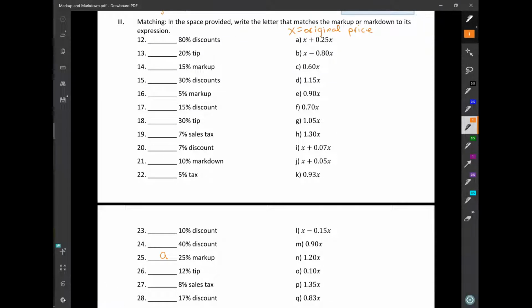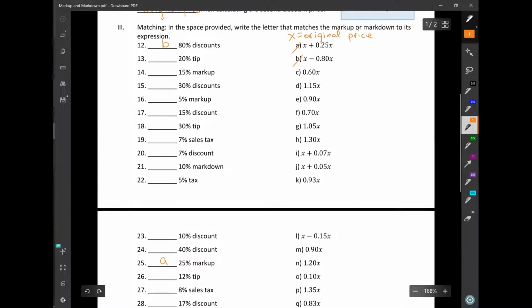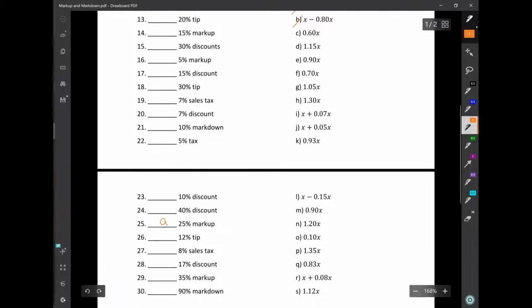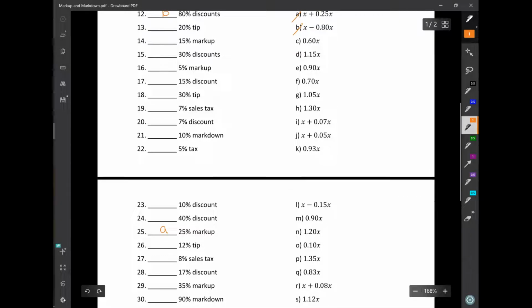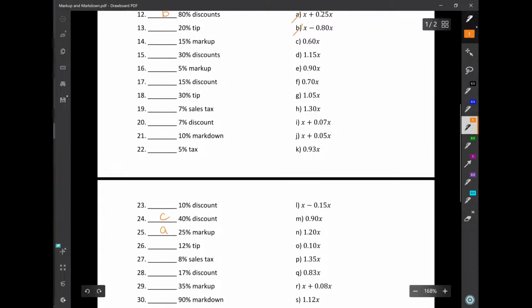B is x minus 0.8x. That's like an 80% discount. X minus 80% of x. You're taking off 80%. So that's the first one, number 12. C is 0.6 times x. So the new price would be 0.6 times x, or 60% of x. That's not really one of the options. But if the new price is 60% of x, that's like a 40% discount. If you're only paying 60% of what it used to be, then it's 40% less than what it used to be. So C is a 40% discount, number 24.